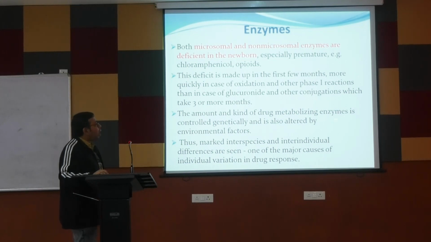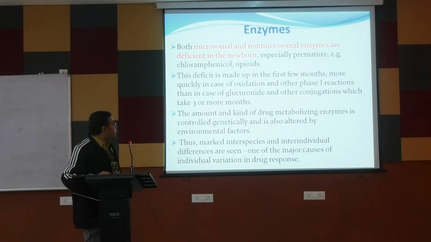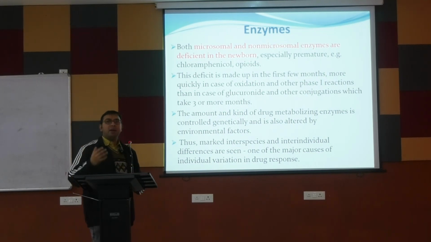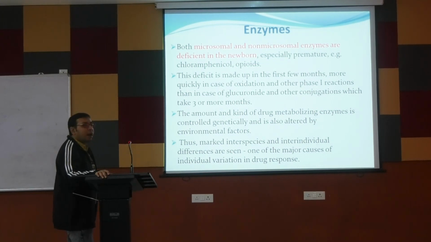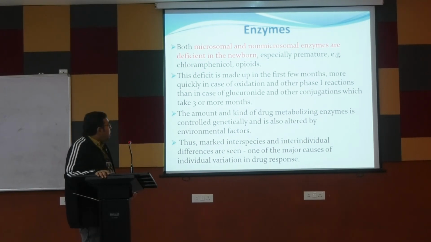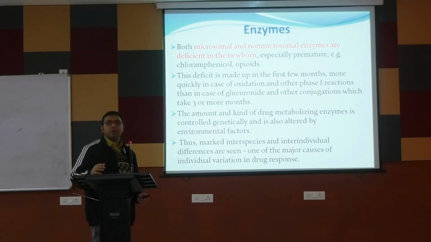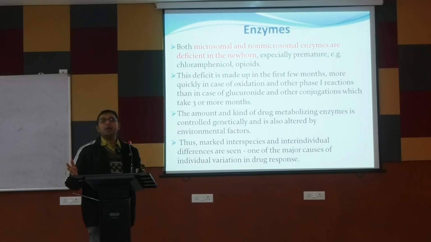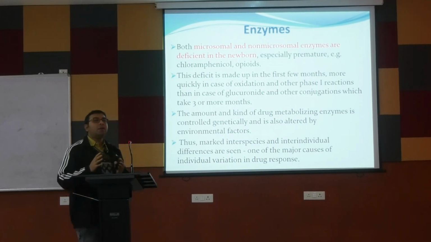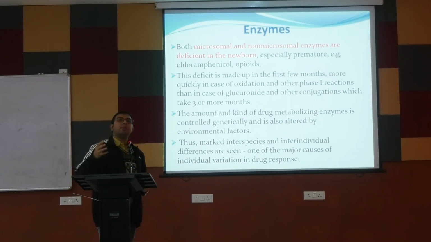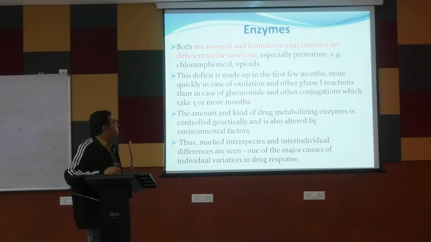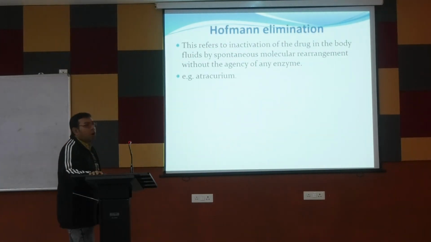The amount and kind of drug metabolizing enzyme is controlled genetically and is also altered by environmental factors. So genetics plays a pivotal role in controlling all these enzymes. Thus, marked interspecies and inter-individual differences are there, one of the major causes of individual variation in drug response. Time and again I am discussing this, the one-to-one variation in drug response. All this happens due to differences in the drug metabolizing enzymes, in how they take control of the different drugs to make them non-toxic. Another thing is the Hofmann elimination.